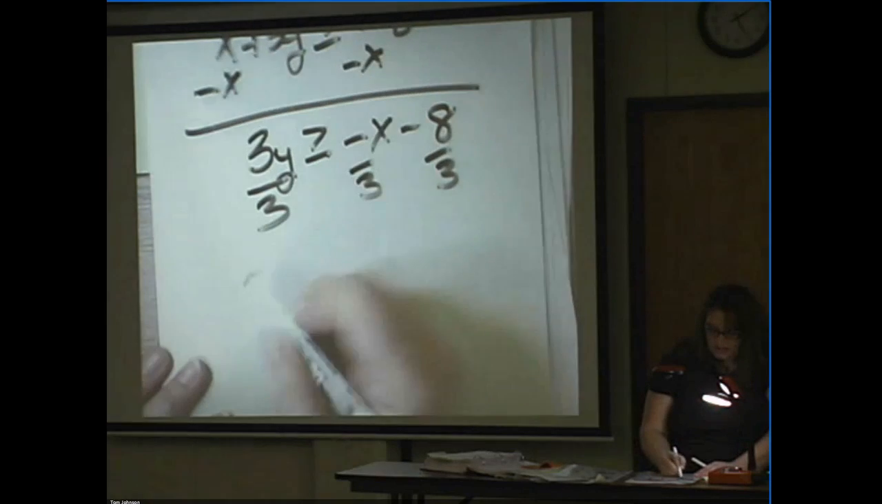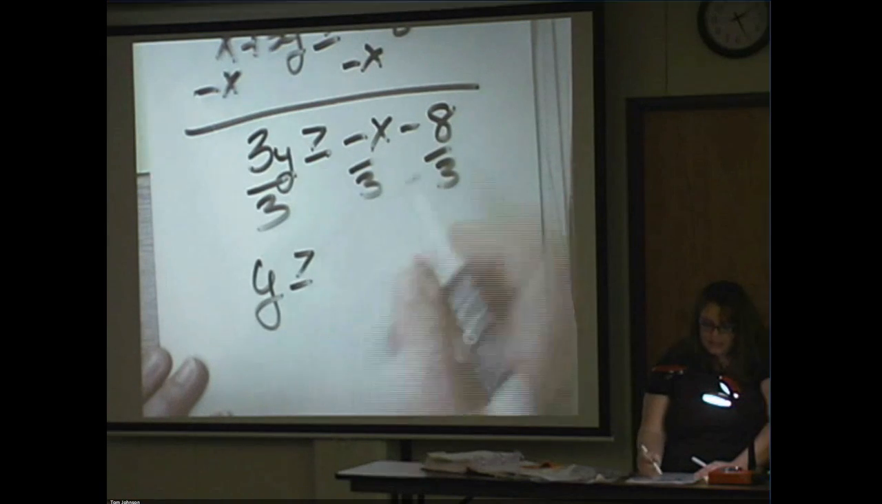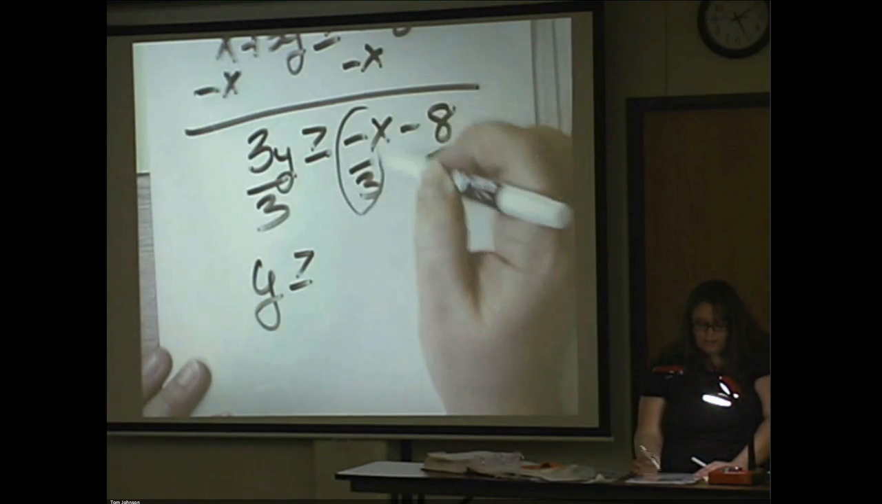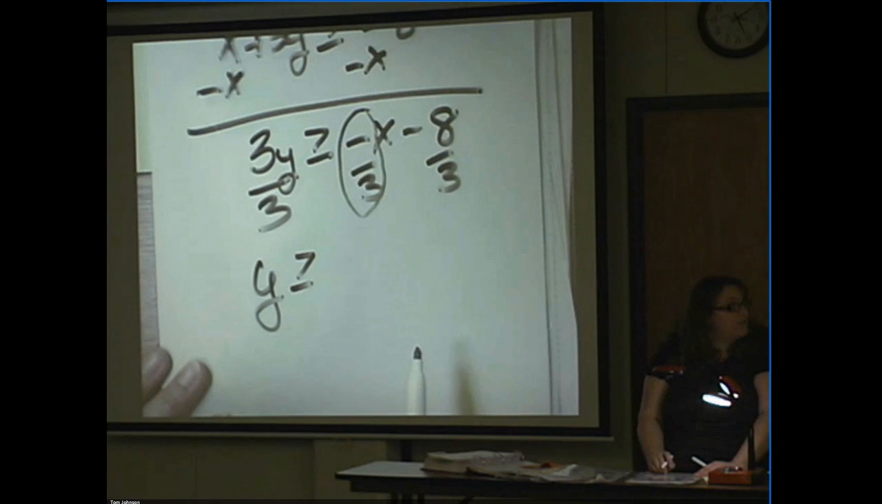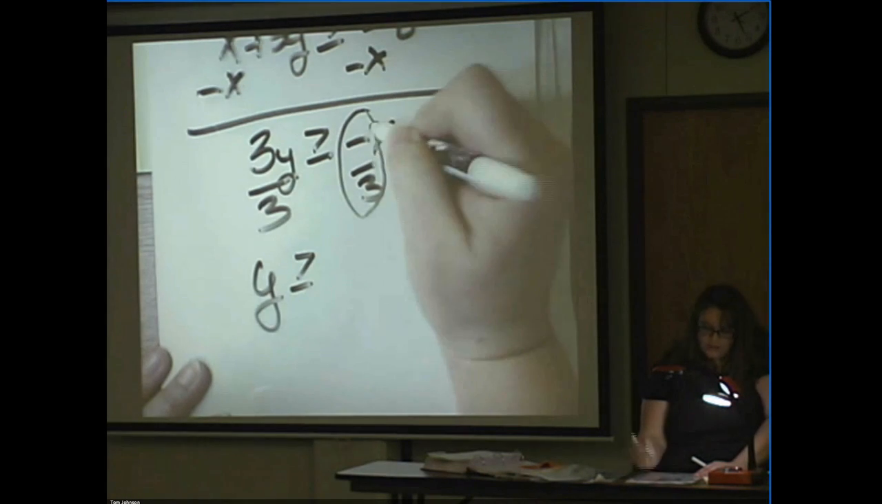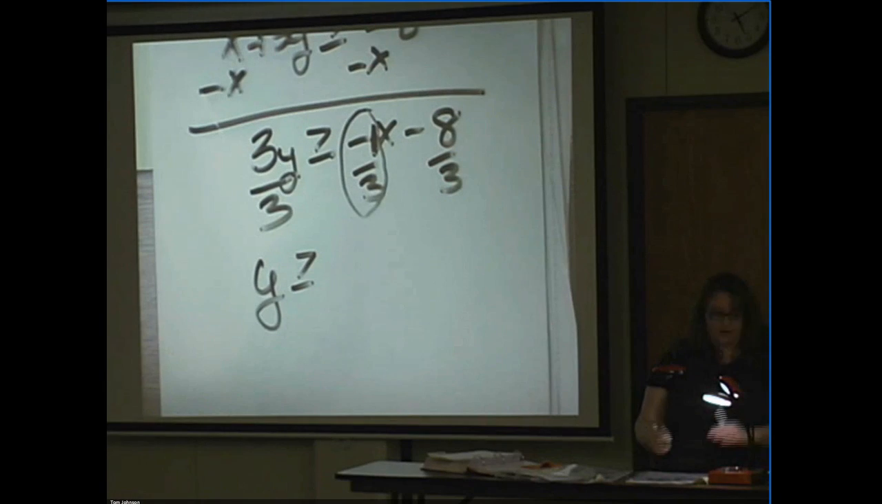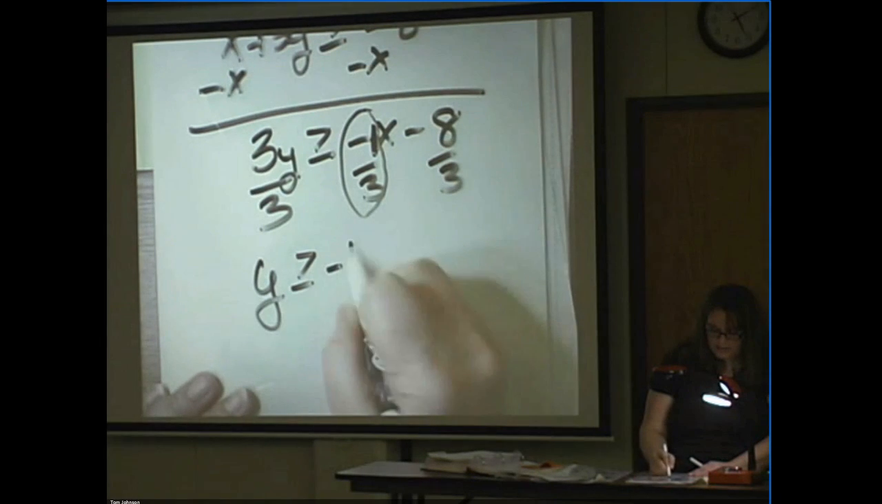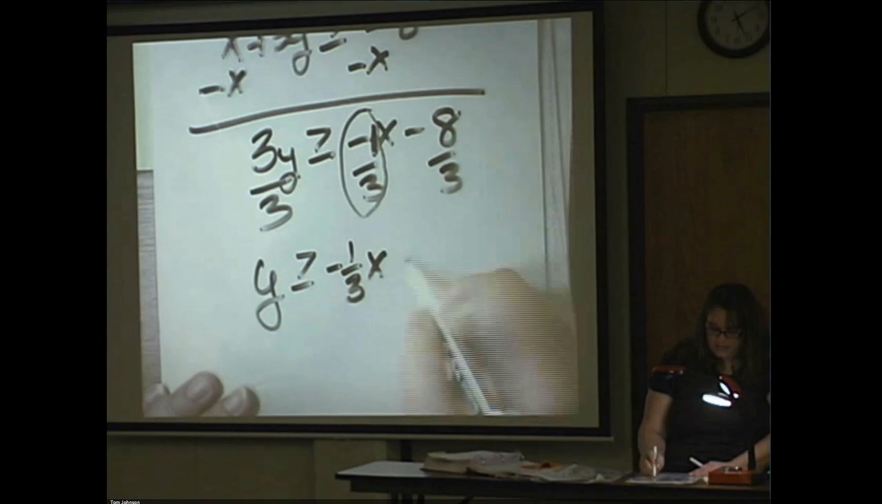And I get y is greater than or equal to. Now this right here, x divided by 3, can be written as 1/3 x. Because I've got a 1 in front of that x, so I can just pull that whole fraction out. So this is a negative 1/3 x minus 8/3.